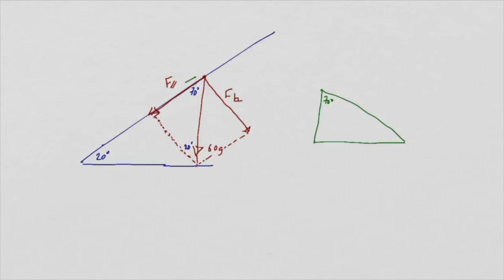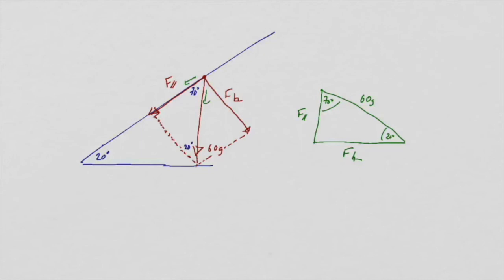Now F parallel is next to the 70-degree angle, and the original force that we are making into components also is next to the 70-degree angle. So that means F parallel must go there, and the 60g force is the hypotenuse, and of course the perpendicular force must then go there. We have 20 degrees down the bottom, and we of course have a right angle, which I haven't put in, but it's implicit. So we've got an ordinary right angle triangle.